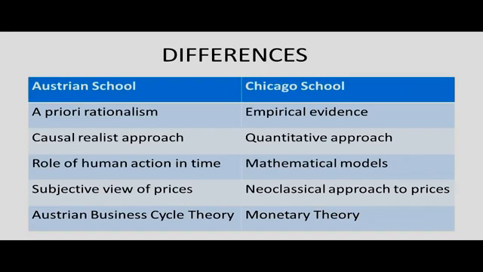In addition, the two schools differ in their view of prices. The Austrians are consistently subjective in their approach, whereas the Chicago school inherit the neoclassical view of seeing production costs as a factor in determining prices. Finally, the two schools differ on macroeconomic theory. The Austrians reject the distinction between microeconomics and macroeconomics entirely and insist that most recessions can be explained by their theory of the business cycle and expansionary credit.